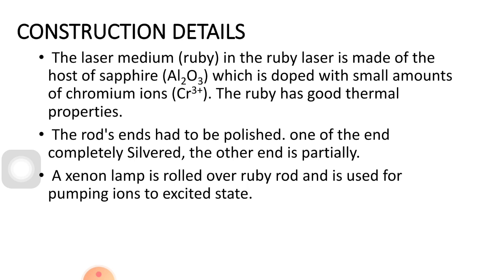Construction details. The laser medium ruby is made up of aluminum oxide, which is doped with chromium ions, about 0.05 percent. That's why the ruby has good thermal conductivity and its color characteristics too. The rod's end has to be polished. One end is completely silvered and the other end is partially silvered. A xenon lamp is rolled over the ruby rod and it is used for pumping ions to the excited state.